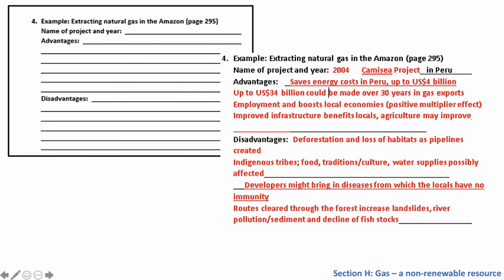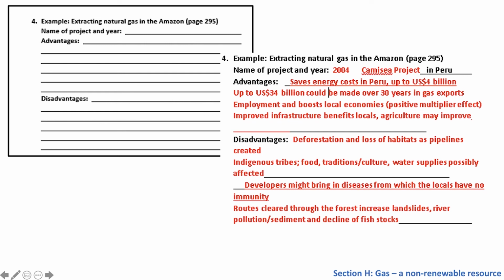It's creating employment. It boosts local economies, which is a positive multiplier effect. It leads to improved infrastructure, which benefits the locals, and agriculture may also improve. However, as all things, there is a lot of disadvantages, for example, deforestation and the loss of habitats as the pipelines need to be created.